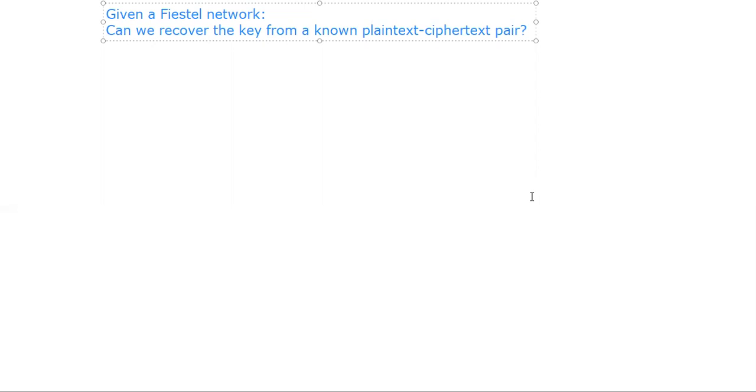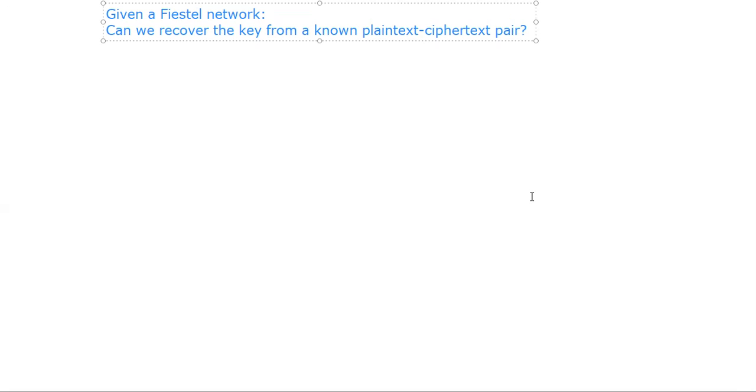We recover the key from a known plaintext-ciphertext pair. Suppose you are an attacker and you know one particular message, say M, that has been encrypted, and you got the corresponding ciphertext. The question is, can you recover the encryption key from that particular known plaintext-ciphertext pair? Remember, the same key is used for many plaintext encryptions.